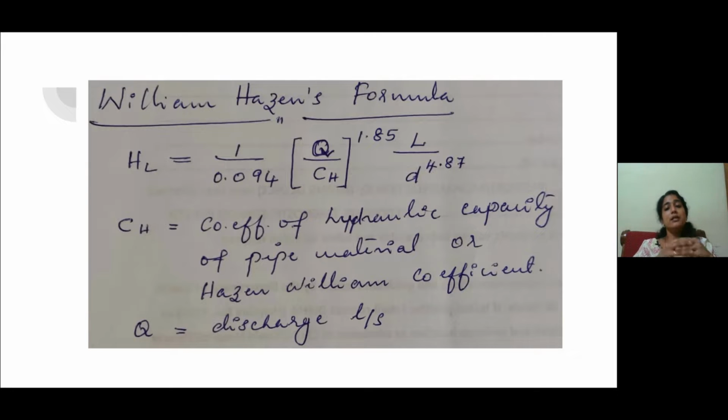Here CH is the Hazen-Williams coefficient, that is for cast iron pipes 130, 120 and 100 is adopted. We can adopt from 100 to 130 depending upon the age of the pipe. That is for 20-year-old pipe we can adopt 120, or for 5 years it is 130. Commonly CH we are taking the value as 100.